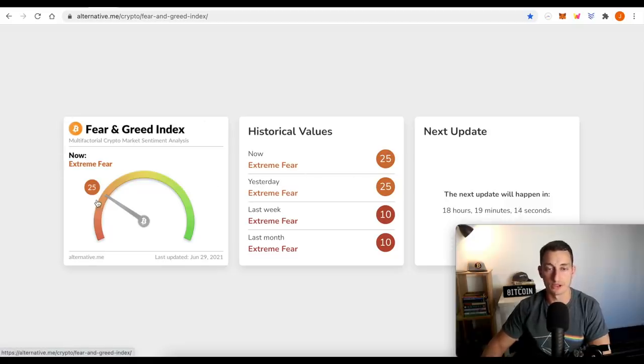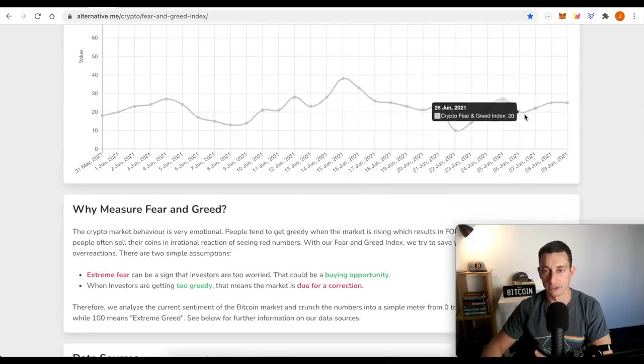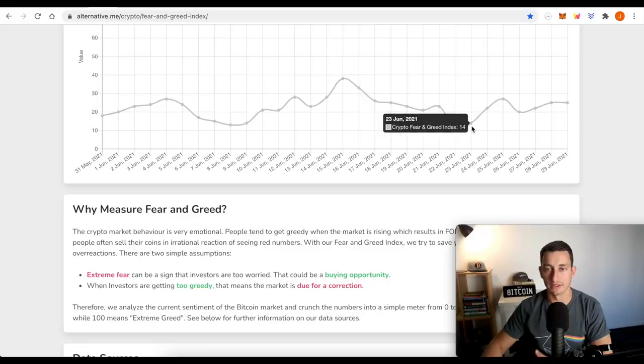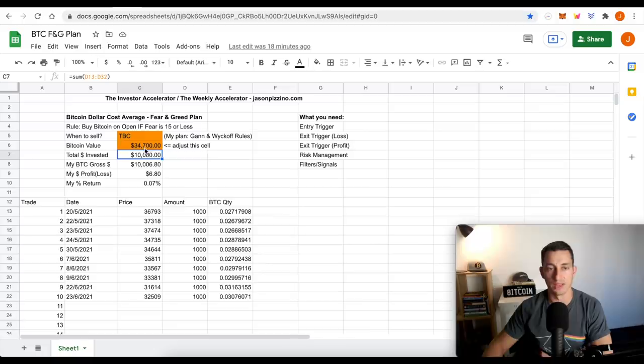Now, we have an updated fear and greed plan for some time because we just haven't been at those extreme fear levels. Even though we're at extreme fear today at 25, our plan is for 15 and under. Today was 25, yesterday 25. We can see through here it was 22, then 20, 27. And so we haven't bought since around the 23rd of June. Current price is about 34,700, which sets us up at break even.